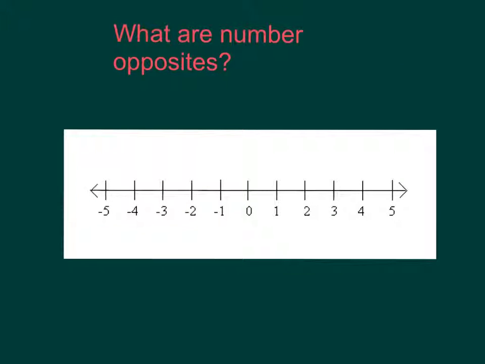What are number opposites? Well, number opposites are important because they're going to help us understand the definition of an integer. A number opposite is a number that is the same distance away from 0 on the number line. So if we look at -4 and +4, we know that +4 is 4 units away from 0 on the number line.